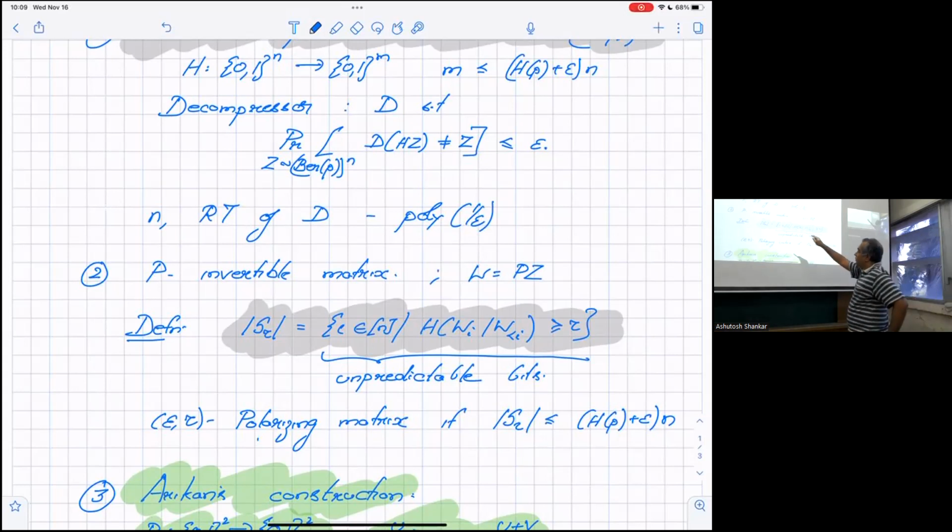Technically speaking, I have to do that, but I won't have time to do that in this lecture. There are things I'm going to skip, even in this part of the proof. What we will now focus on is n, to show why n is polynomial in 1 over epsilon.